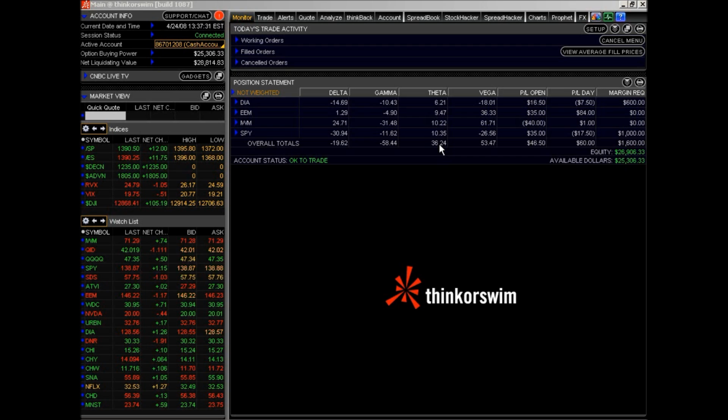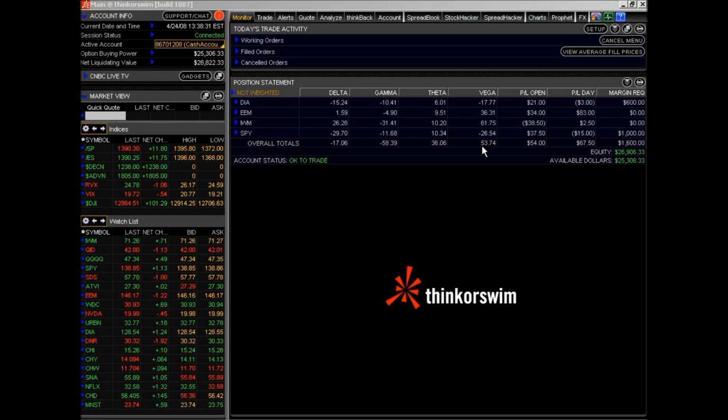Let's take a look at Vega for a second. Vega is actually one of the most important components of the variables that affect the price of an option. Vega is the measure of how much a particular option will change in value because of a 1-point change in volatility. It really is the most powerful of all the Greeks. It can dramatically affect the position that you have because of the change in volatility. In the case of our demonstration account, we are a net positive 53 Vega.